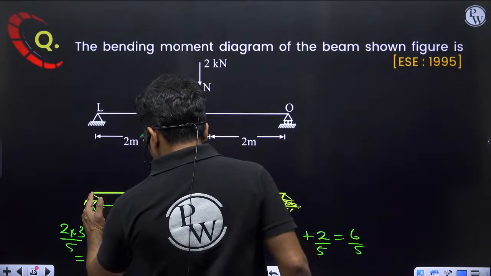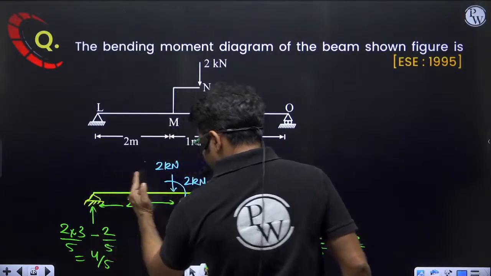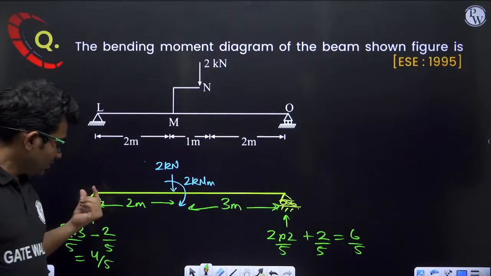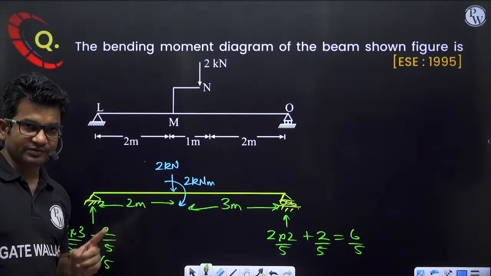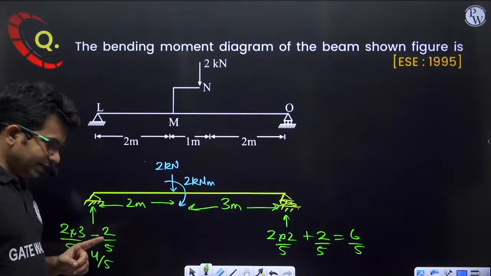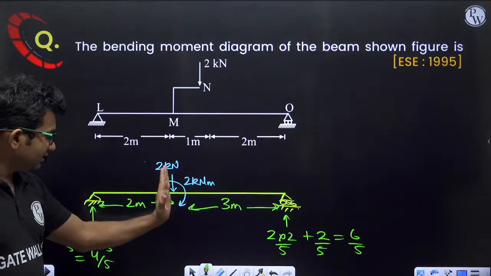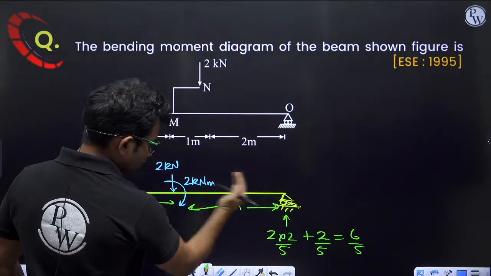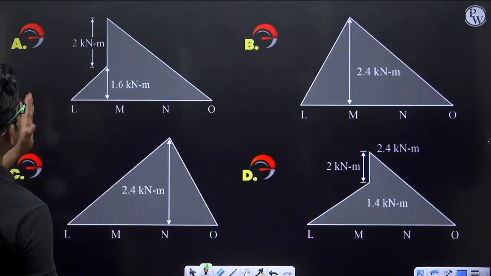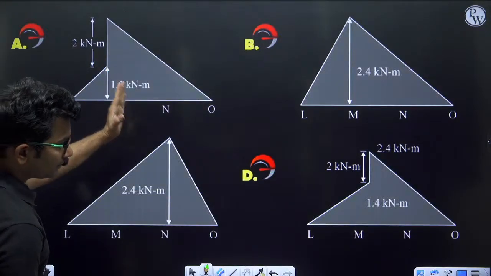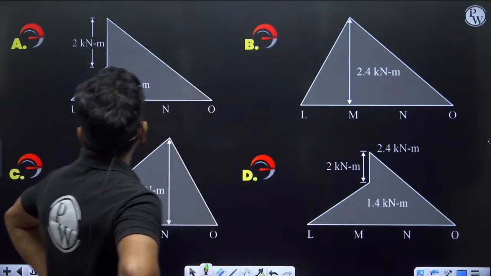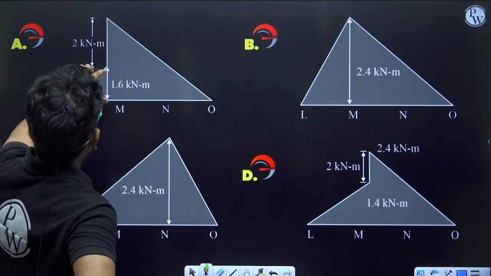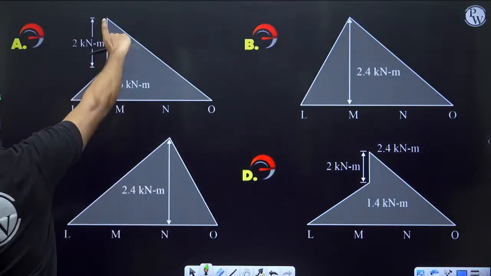Now because of this, I will be getting positive bending moment, and from here also I will be getting positive bending moment. From here, 4 by 5 into 2, that means 8 by 5, that means 1.6. So 1.6 kilonewton meter will be here, and 2.4 will be from here. 1.6 and 2.4. So yes, 1.6 and 2 kilonewton meter is this distance.